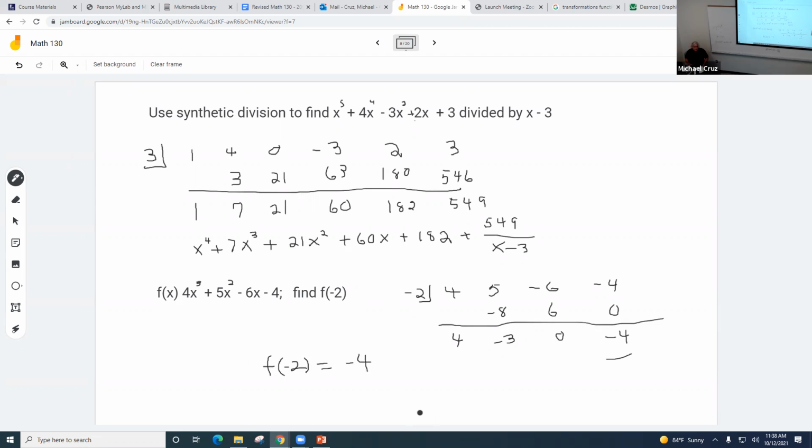So if you went through all that by plugging that -2 into here, cubing it, squaring it, and so forth, and then doing all this stuff, you'll come out with -4. It's a shortcut that this synthetic division can help us with.